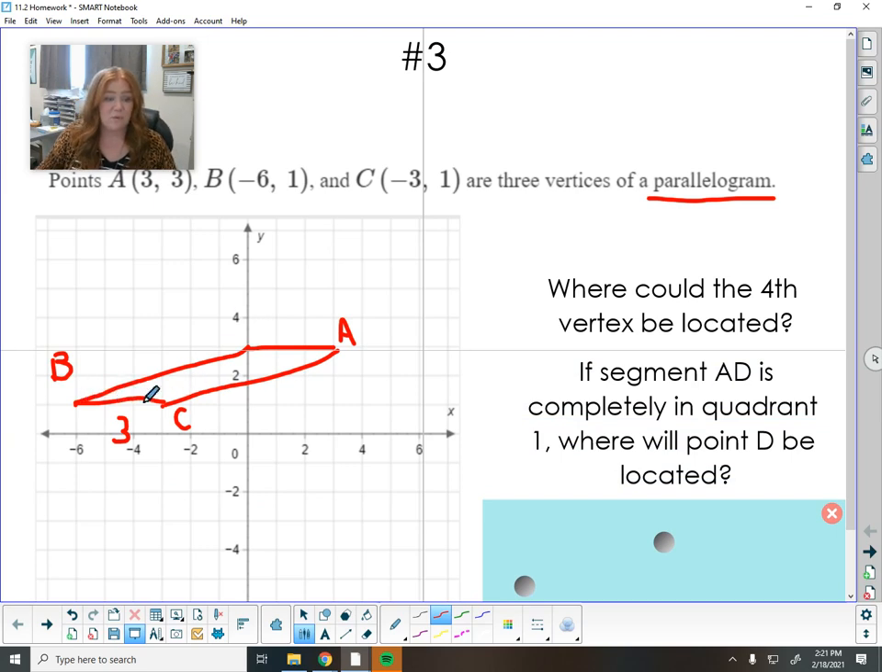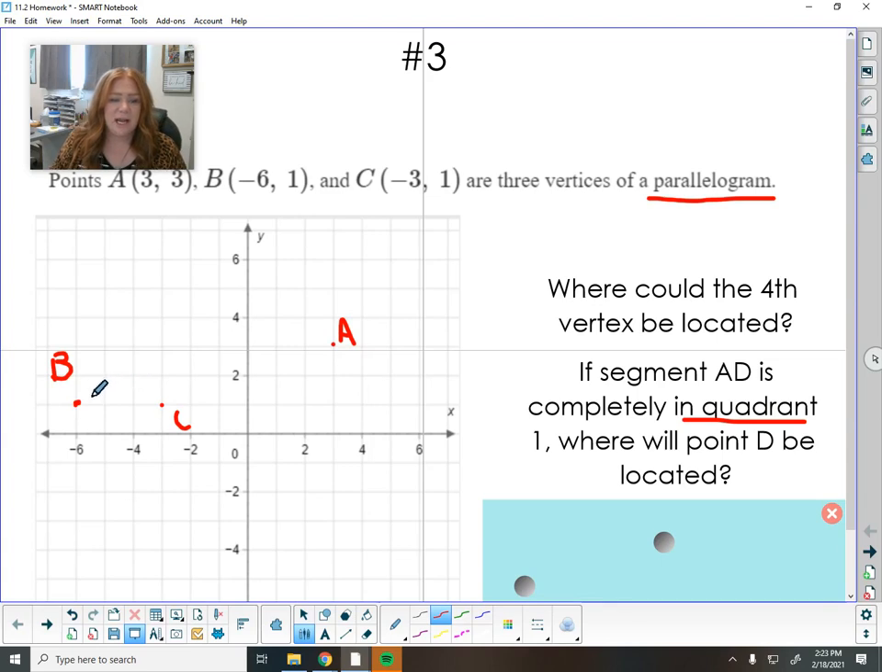I can see it went over 3, over 3. So if I'm looking to get from B to D, I went up 2 and over 1, 2, 3, 4, 5, 6. If I go from A to C, I go up 2 and over 1, 2, 3, 4, 5, 6. So we have to do the same thing to keep them even. Now, if the segment AD was completely in quadrant 1, so right now it's on the axis, it's not in quadrant 1 over here, where would point D be located? So we need to try a different location for point D here.